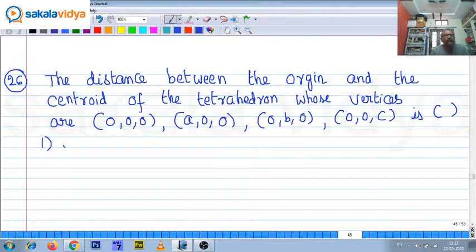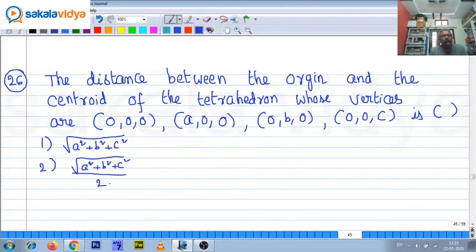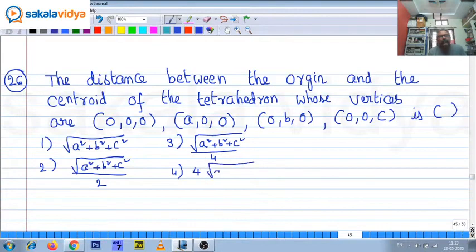First option, root of a square plus b square plus c square. Second option, root of a square plus b square plus c square upon 2. Third option, root of a square plus b square plus c square upon 4. Fourth option, 4 times root of a square plus b square plus c square.